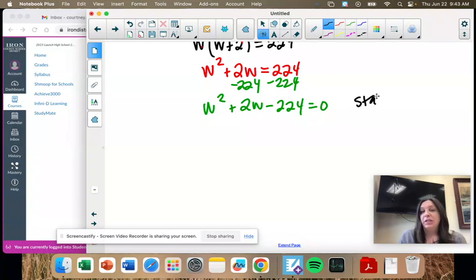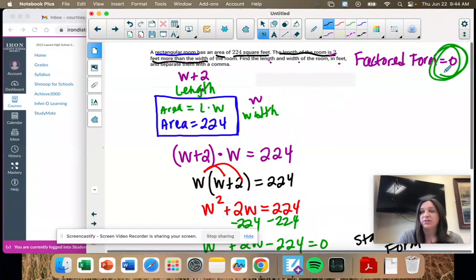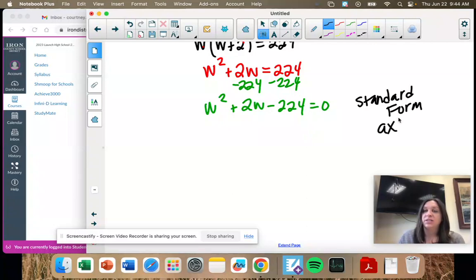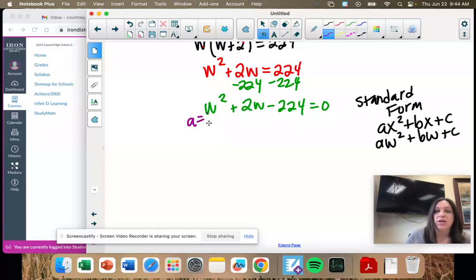So we're officially in standard form here. And to solve for W, we need to factor it, because once it's in factored form equal to 0, we can solve. So standard form ax squared plus bx plus c, except now we are looking at w's instead of x's. W's are width. So a is 1, yay, b is 2, c is negative 224.